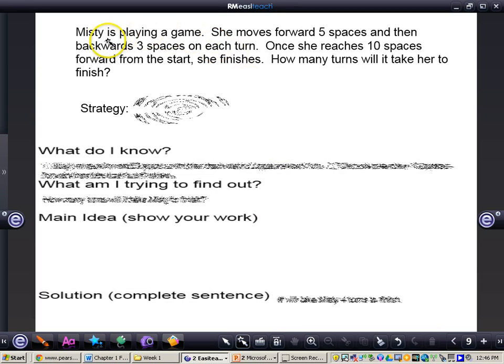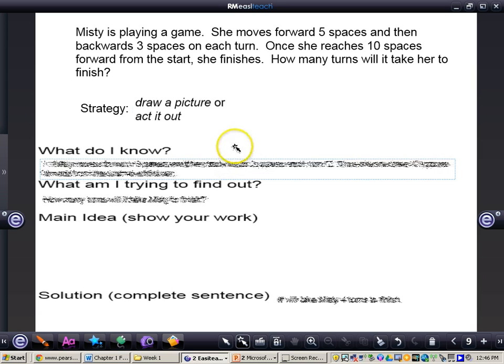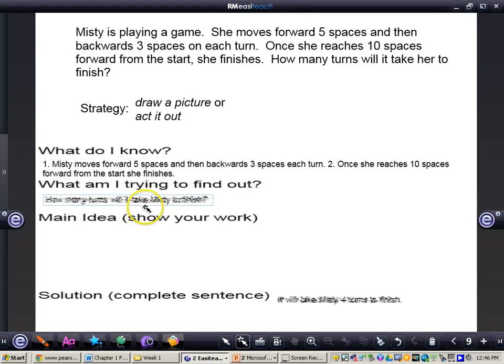Okay, so we can see the strategy that you would use for this would be draw a picture or act it out. This one's a little bit trickier. So we know that Misty moves forward 5 spaces and then backwards 3 spaces each turn. Once she reaches 10 spaces forward from the start, she finishes. So what we're trying to find: how many turns will it take Misty to finish?